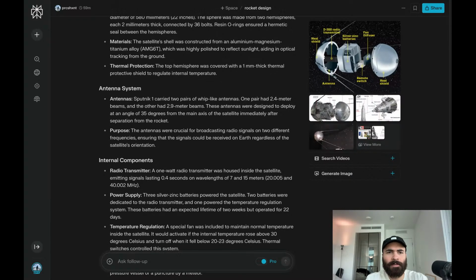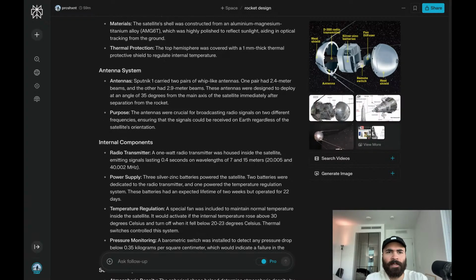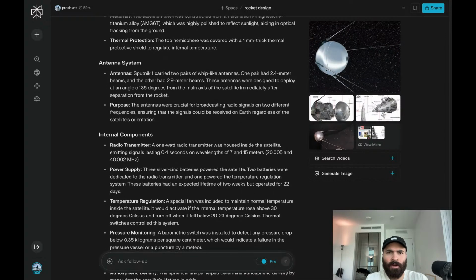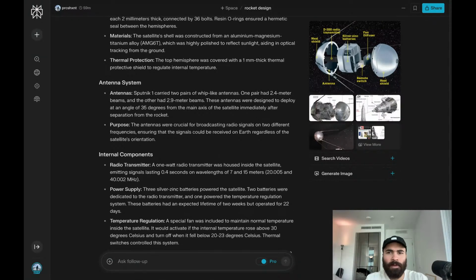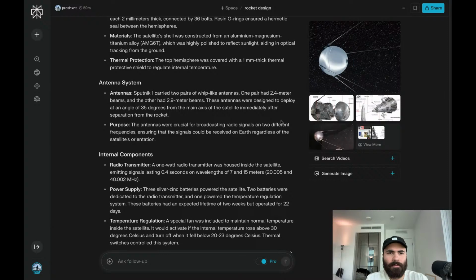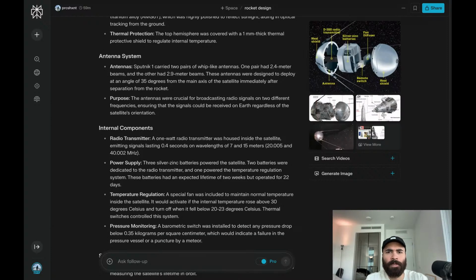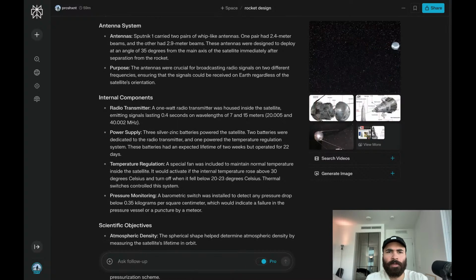What is a hermetic seal? The satellite shell was constructed from an aluminum-magnesium-titanium alloy, which was highly polished to reflect sunlight, aiding in optical tracking from the ground. Hmm, highly polished so it can reflect sunlight, and we know where it is. Wow. The top hemisphere was covered with a 1 millimeter thick thermal protective shield to regulate internal temperature.